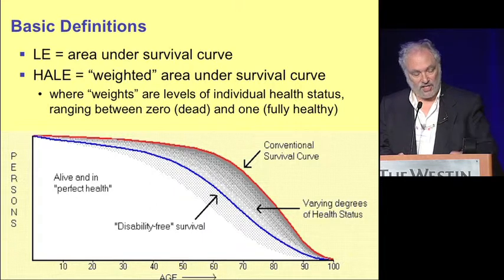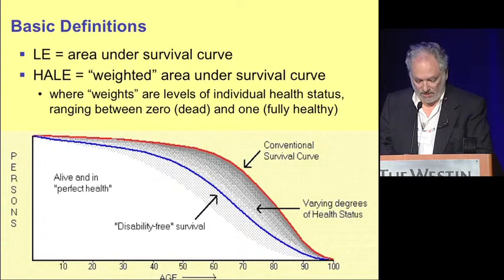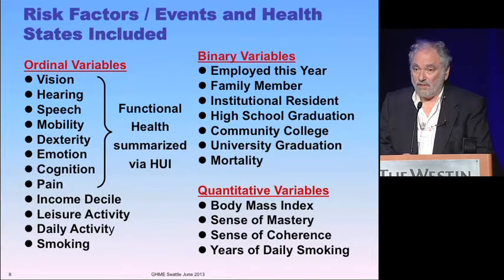So the HALE is the weighted average area under the survival curve where the weights correspond to how dark the gray is. There are lots of variables on the National Population Health Survey. We've focused on a subset of them. The first 8 on the left are the dimensions that I just mentioned of the Health Utility Index. In addition to that, we're focusing on things like income and leisure activity and all that.